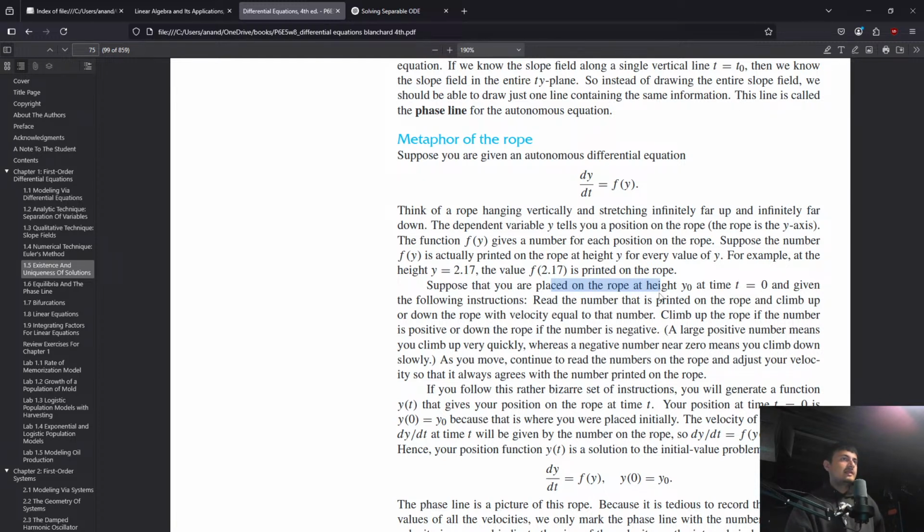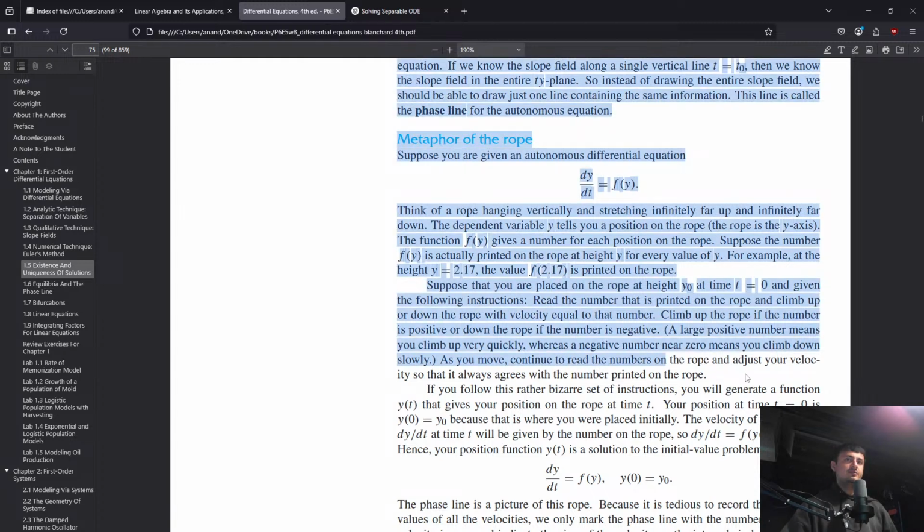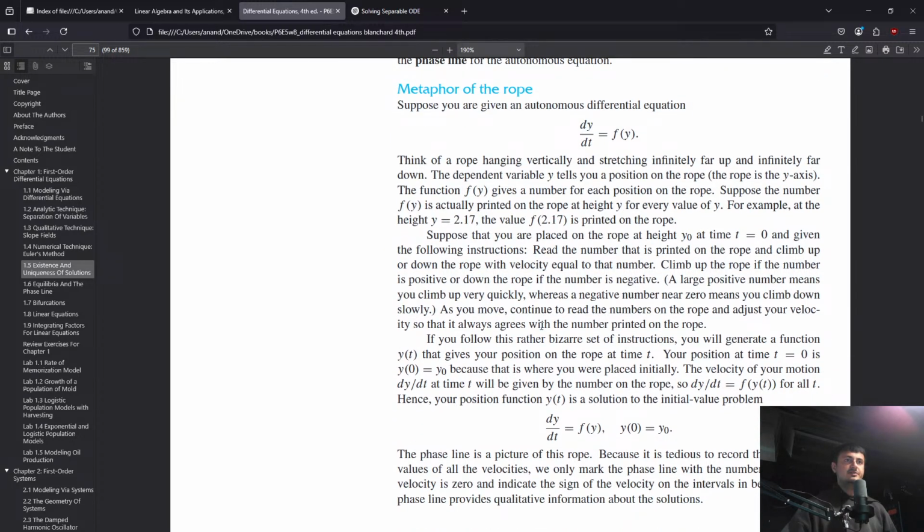I don't get why this metaphor is any more than... Anyways, as you move, continue to read the numbers on the rope and adjust your velocity so that it always agrees with the number present. If you follow this rather bizarre set of instructions, you would generate a function y of t that gives your position on the rope at time t.